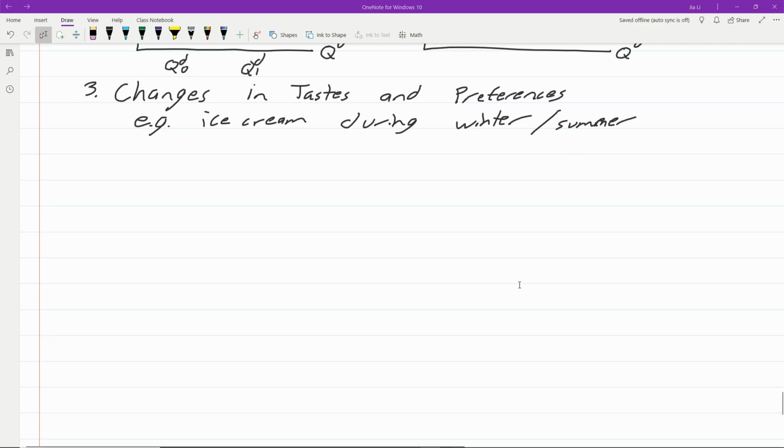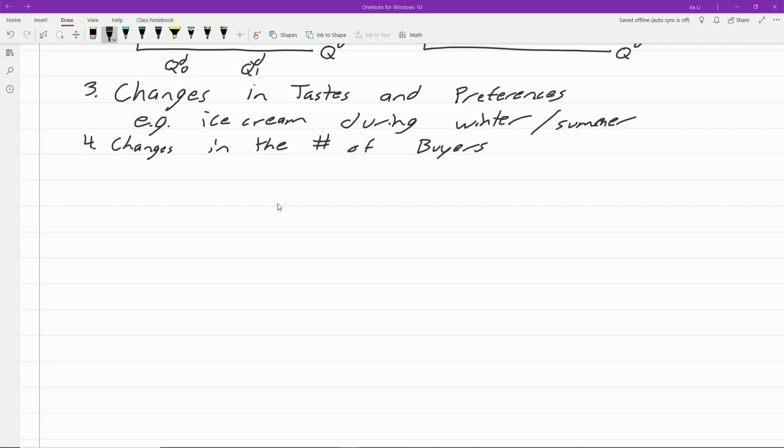Okay, then number four is changes in the number of buyers. Now, hopefully that makes a lot of sense. It works exactly the same way that we would expect. If there are more buyers entering the market, then demand for an item goes up. If there are fewer buyers, then it goes down, right? Hopefully that makes a lot of sense.